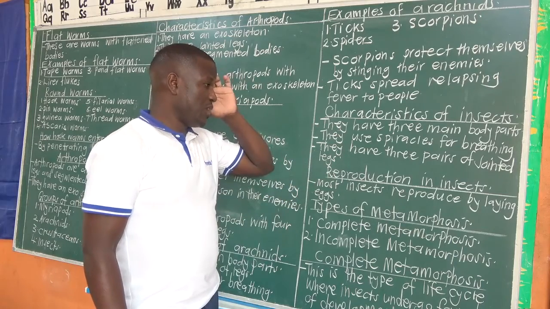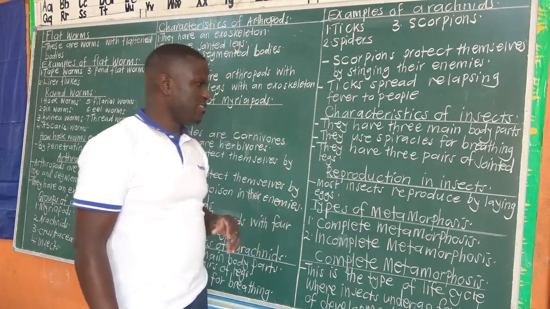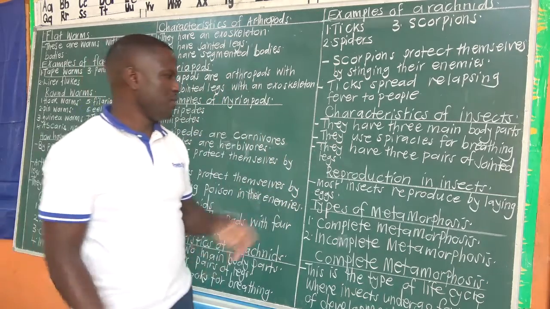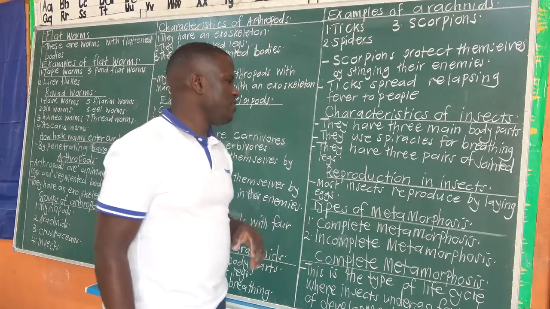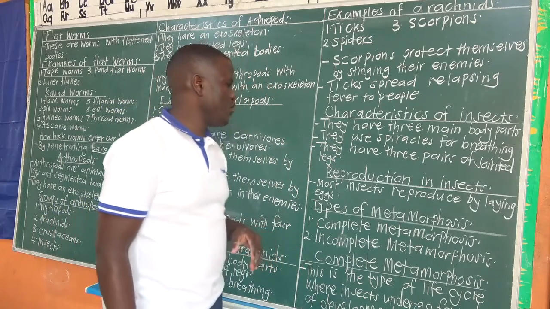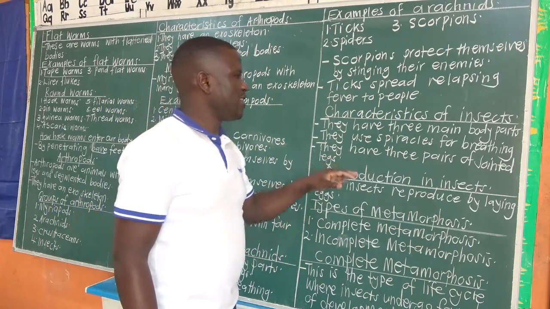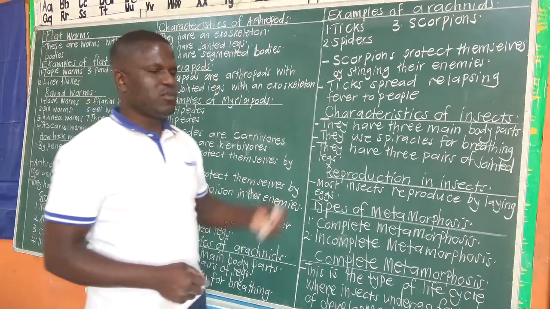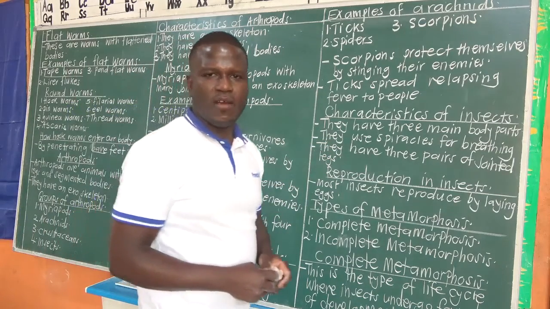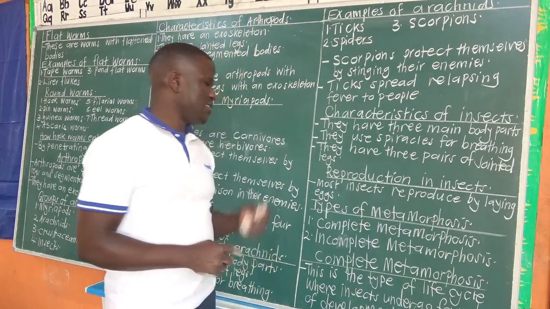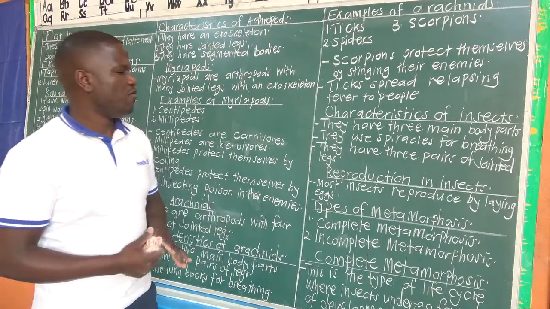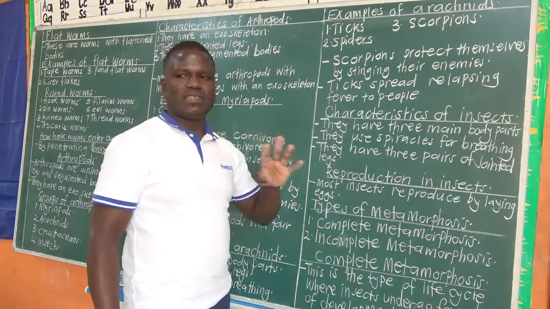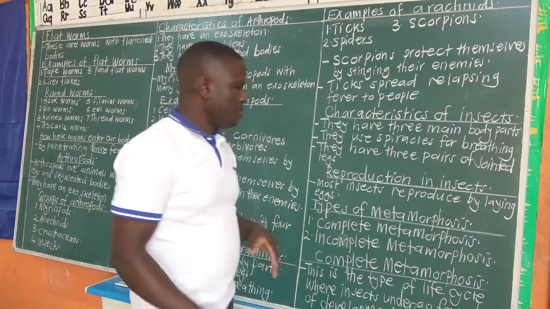Then they use spiracles for breathing. Insects use spiracles for breathing. Then they have 3 pairs of jointed legs. Insects have 3 pairs of jointed legs. Then you can also say insects have a pair of feelers. Insects have a pair of feelers. So those are the 4 characteristics of insects.